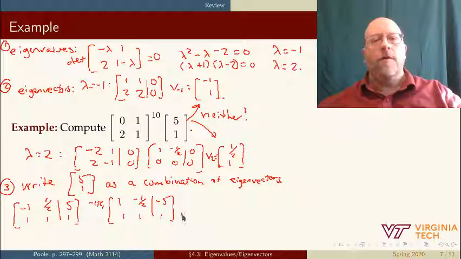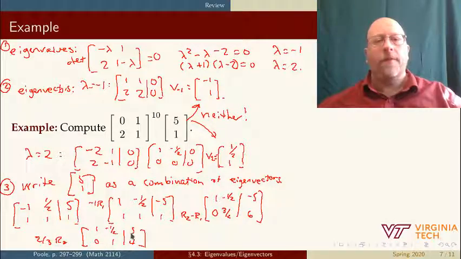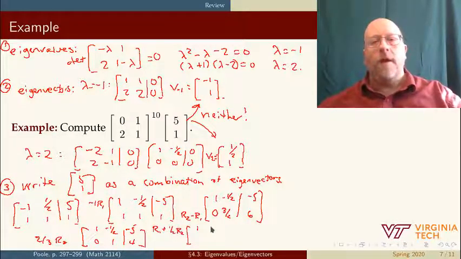Take the bottom row and subtract the top row. 1, -1, half, -5, 0, 1 minus 1/2 is 3 halves. 1 minus -5 is 6. Take 2/3 times row 2. And we get 0, 1, 4. 1, -1/2, -5. And then finally add 1/2 row 2 to row 1. And we get 1, 0, -3, 0, 1, and 4.